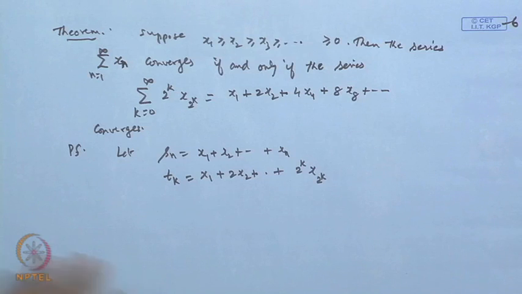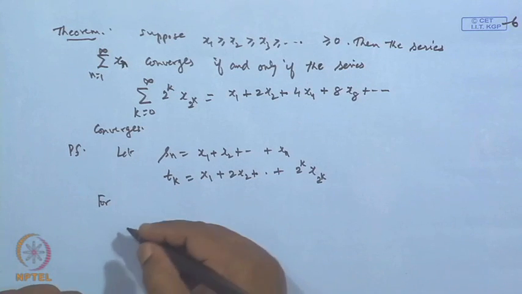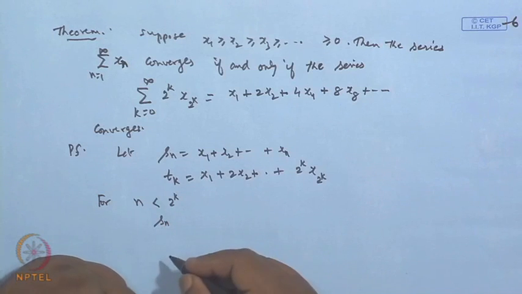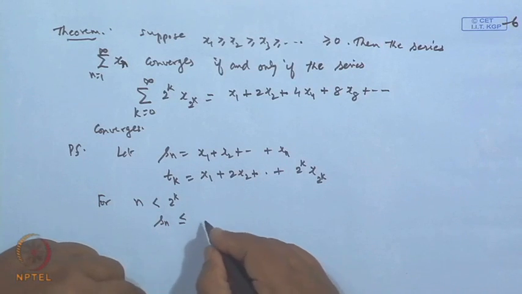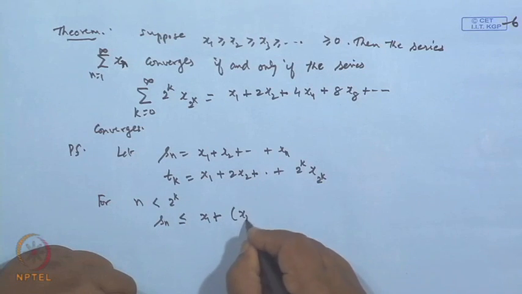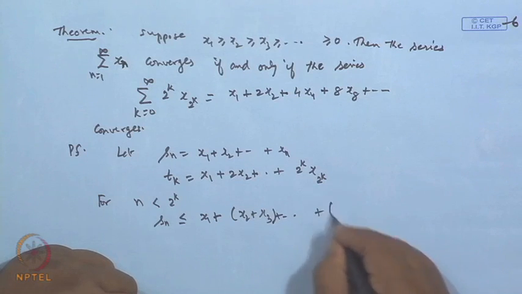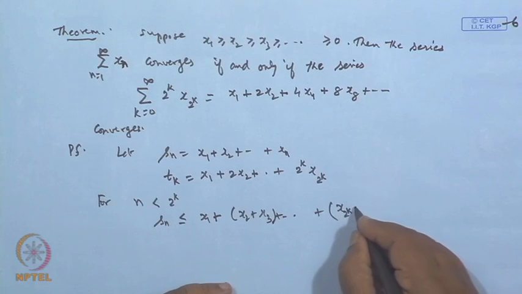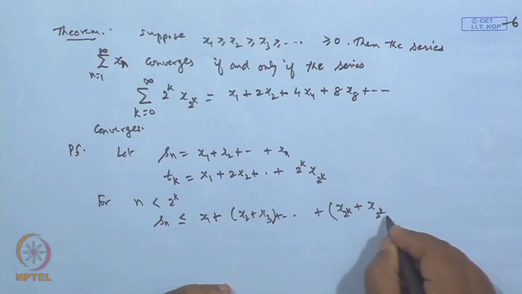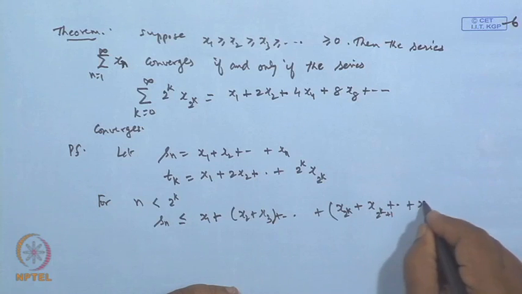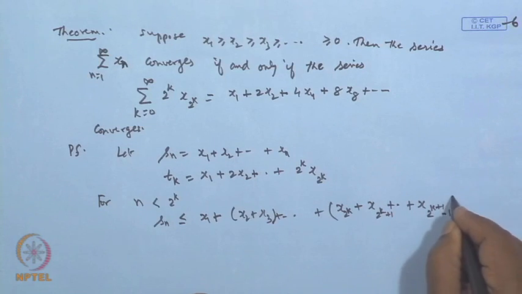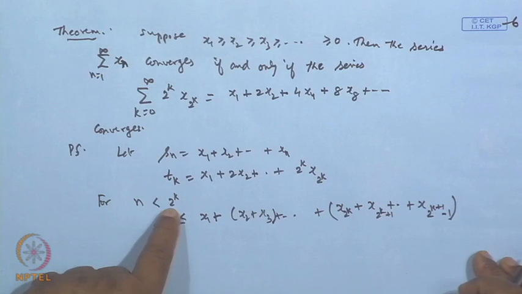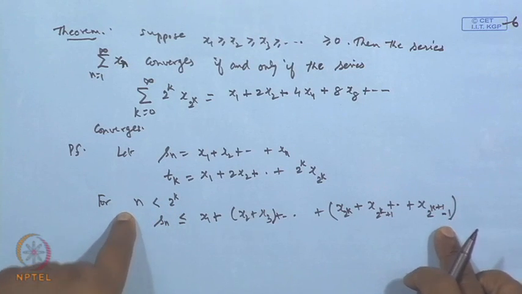Now, let us take the different cases. For n which is strictly less than say 2 to the power k. Then what happens, the S n will be less than or equal to x 1 plus x 2 plus x 3. If we combine these, let us write this form x 2 to the power k plus x 2 to the power k plus 1 up to say x 2 to the power k plus 1 minus 1. Say I am taking x n to be less than this number. Obviously, when I am taking n less than 2 to the power k, these terms which we are taking are much higher than this, okay?